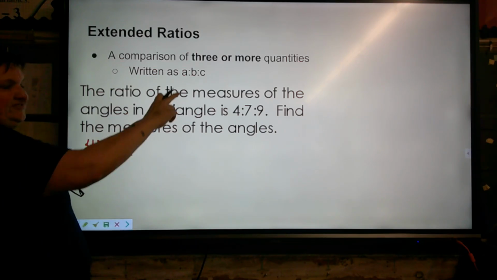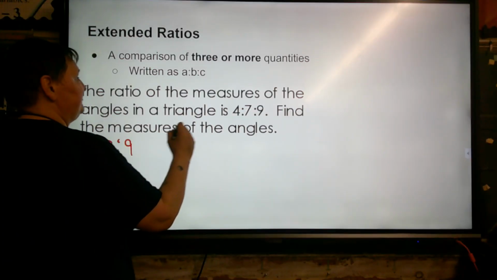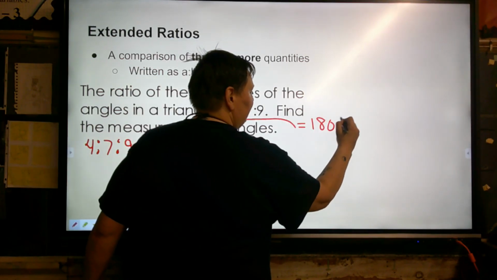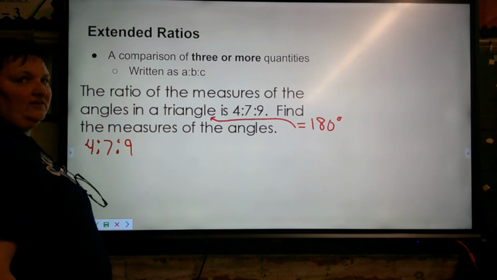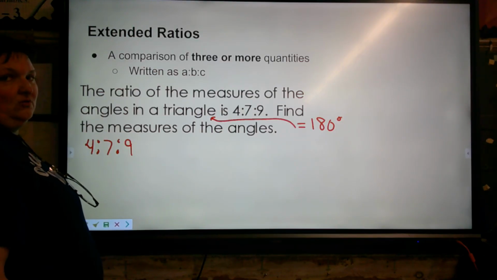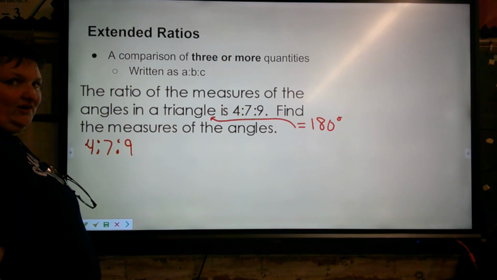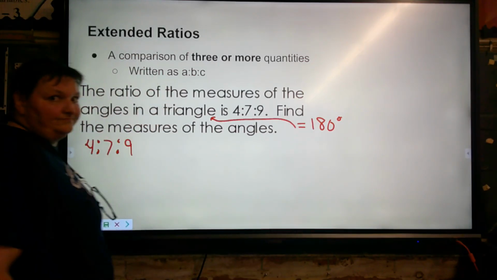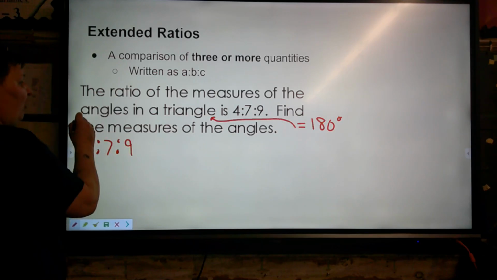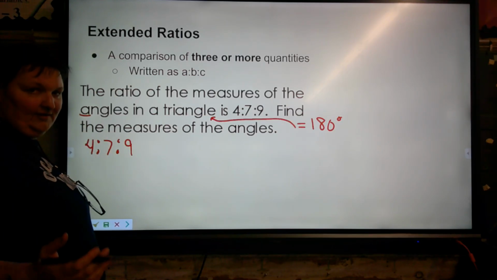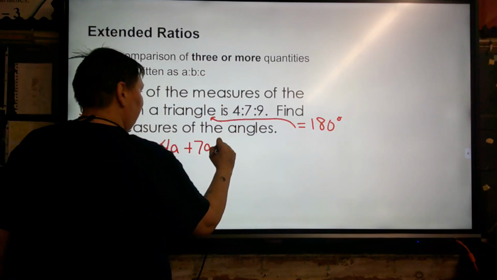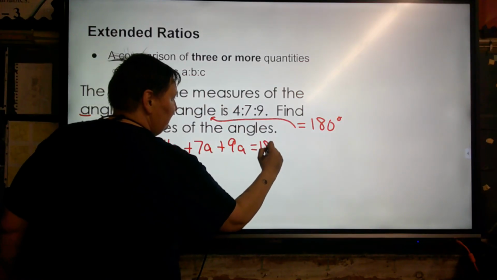We need to know if it's a triangle, right? If it's a triangle, it has to equal 180 degrees. All triangles equal 180 degrees. All circles equal 360 degrees. All triangles equal 180 degrees. Write it down. All right, so we have our ratio and we have our total. Because we're looking at all angles again, let's use A this time, A for angles. So you have a 4 angle plus a 7 angle plus a 9 angle, and that has to equal 180 degrees.